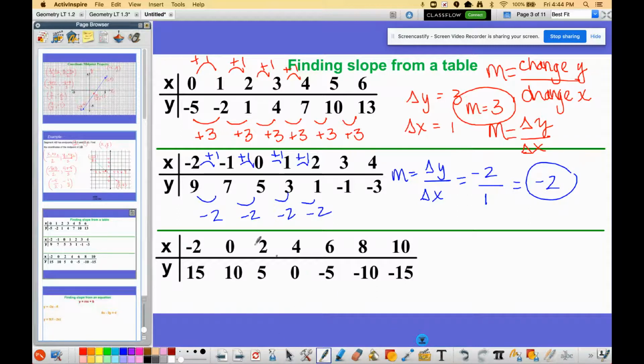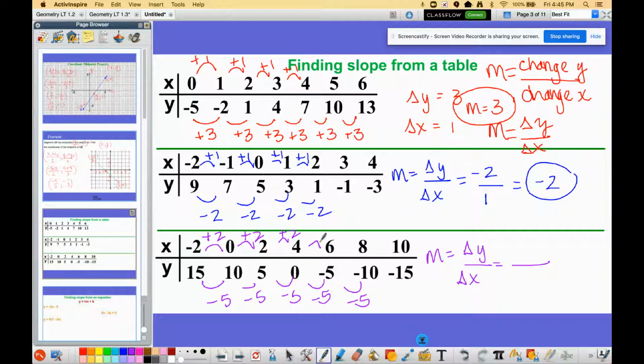And our last example, again, slope is change in y over change in x. My change in y is going down 5 each time. My change in x is going up 2 each time. So my change in y is -5. My change in x is 2. My slope is -5 over 2.